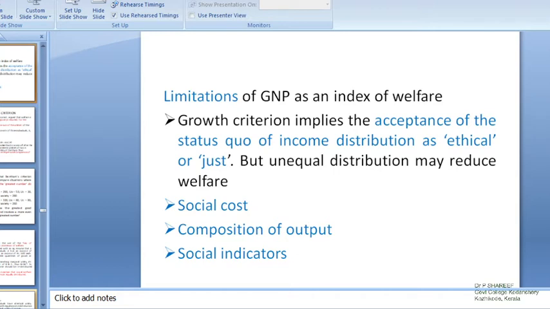Another limitation is that the actual welfare of the people depends upon liberty, freedom, level of education and health, etc. These social indicators cannot be measured quantitatively, and in many cases GNP statistics fail to account for such things.